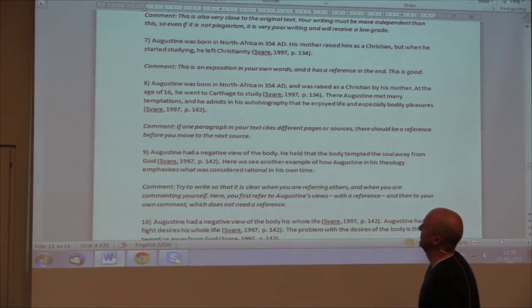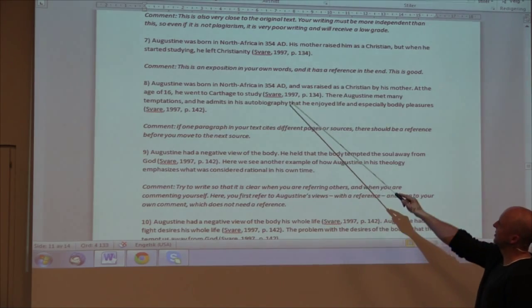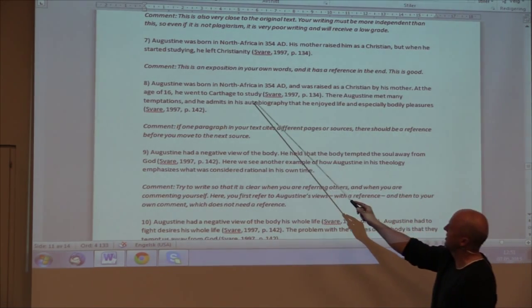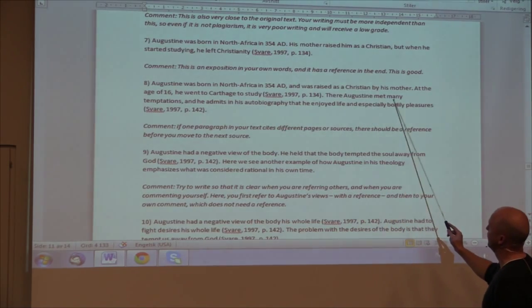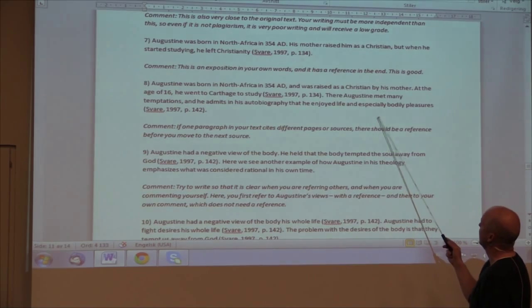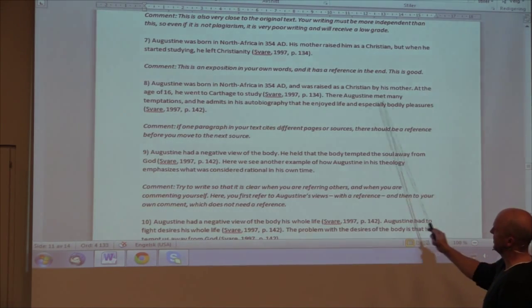Then, example number 8. He was born in North Africa, 354, raised as a Christian. At the age of 16, he went to Carthage. There, Augustine met many temptations, and he admits in his autobiography that he enjoyed life, and especially the bodily pleasures. New page.